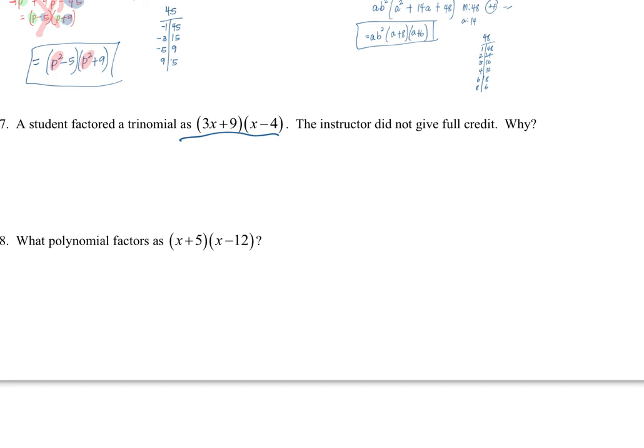If they got this as their answer, they must not have factored out the GCF first, okay? Because one of their factors, the 3x plus 9, has a GCF. If you pull out a 3 from 3x plus 9, you're left with x plus 3. And then you're left with x minus 4. Their answer wasn't fully factored. I mean, they factored it, but it wasn't fully factored. So they didn't pull a GCF out as their very first step.